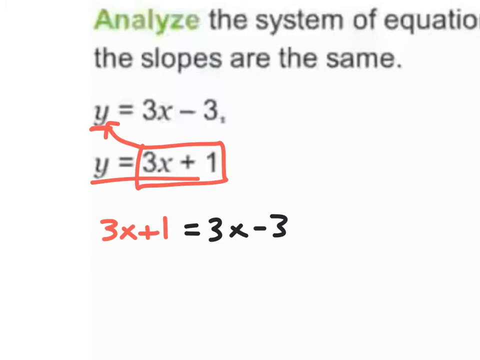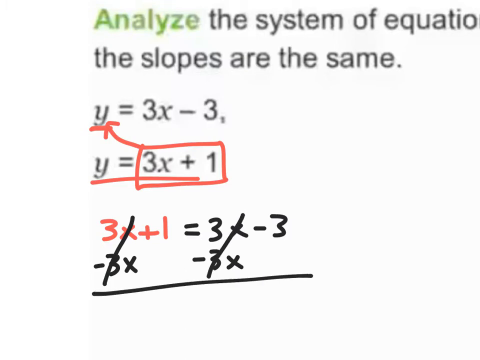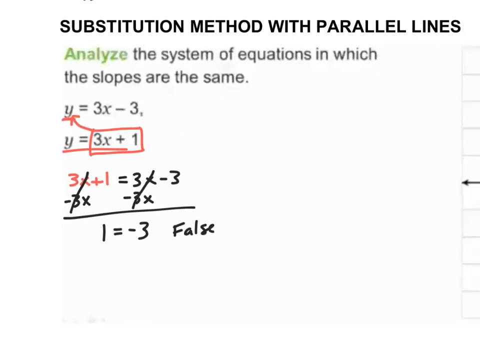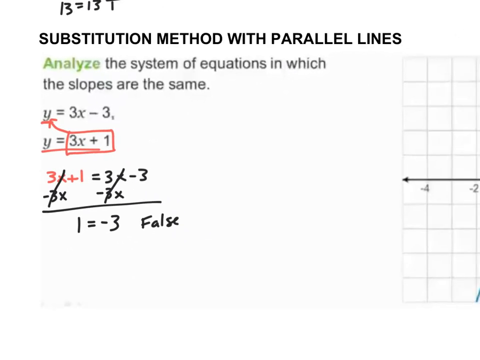So I'm going to subtract 3x from both sides, minus 3x, and then all of a sudden, look at what happens. 3x minus 3x is 0, and that's going to cancel out on both sides. Now look what I have. I have the statement that 1 is equal to negative 3. This is a false statement. And because this is a false statement, there is no solution that will work for x. So what I need to write is that there is no solution.